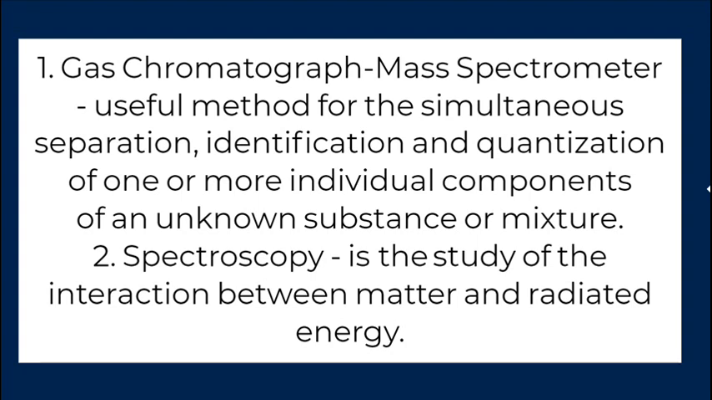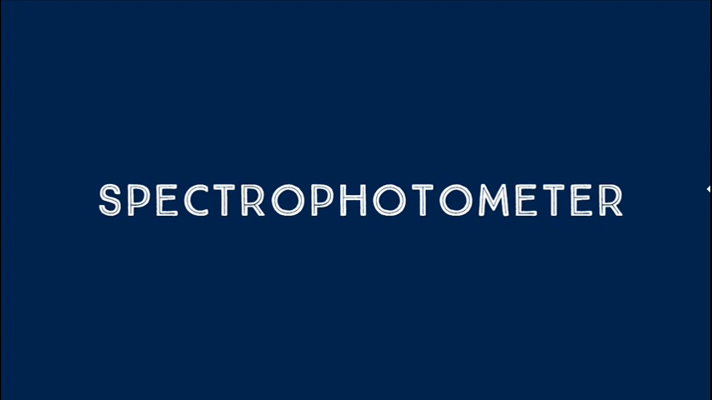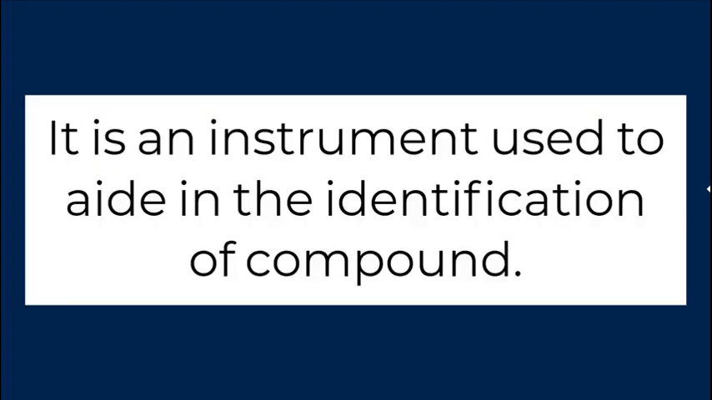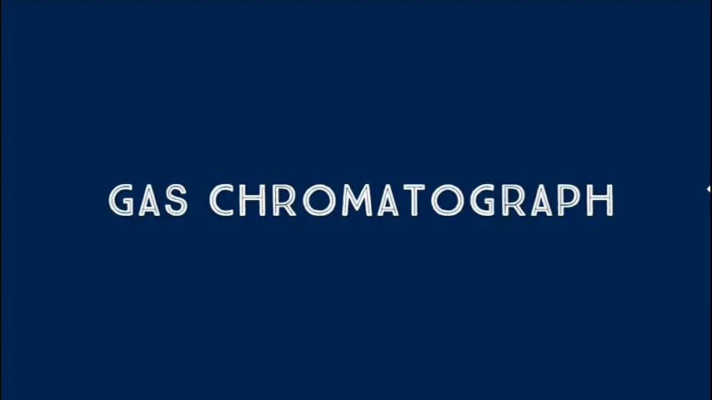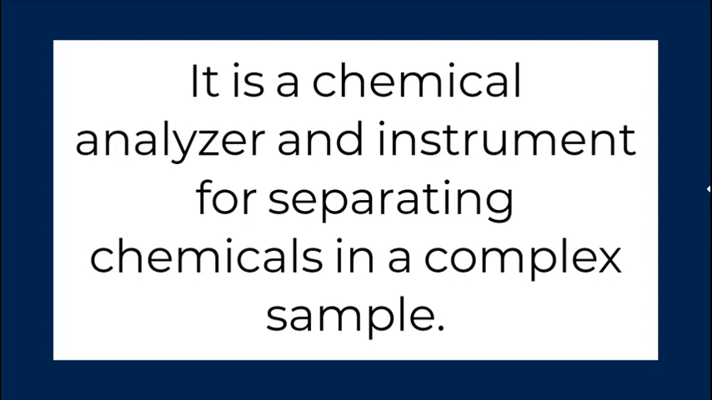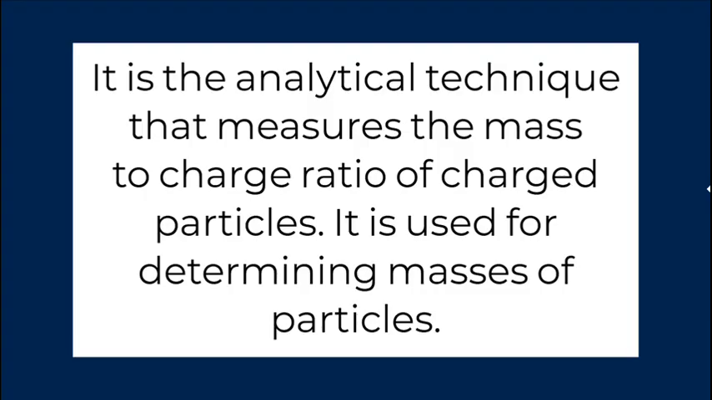2. Spectroscopy, is the study of the interaction between matter and radiated energy. Spectrophotometer. It is an instrument used to aid in the identification of compound. Gas chromatograph. It is a chemical analyzer and instrument for separating chemicals in a complex sample. Mass spectrometry. It is the analytical technique that measures the mass-to-charge ratio of charged particles. It is used for determining masses of particles.